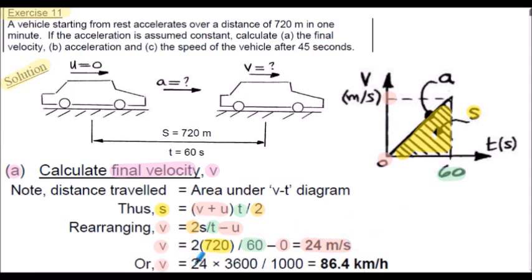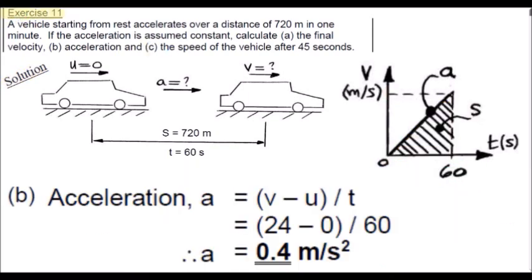Just note for reference, I converted the 24 metres per second into kilometres per hour using the appropriate conversion. So that's 86.4 kilometres per hour. Obviously, we can clearly see that the area under this velocity time diagram is that of a triangle, so we could have calculated the area simply by the equation Vt divided by 2. In other words, half base times height, the formula for the area of a triangle.